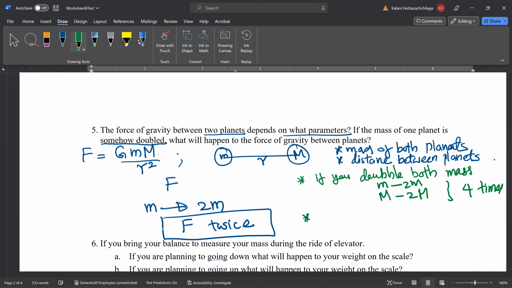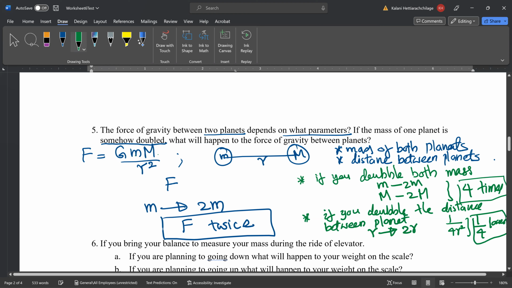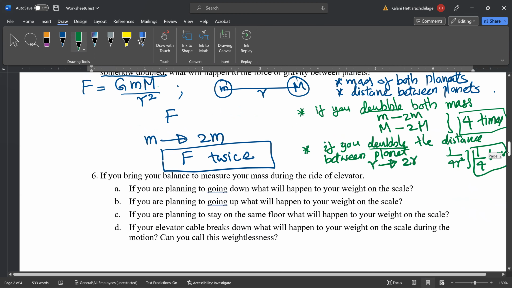Another follow-up question: somehow you double the radius. If you double the distance between planets, what will happen? If you change the R into 2R, on the denominator you have 4R squared. So that means the force is 1/4, one quarter lower. You can think about these follow-up questions yourself. You can double it, make it half, make it twice, try different coefficients on your end. That is what you're supposed to do to learn the material better.